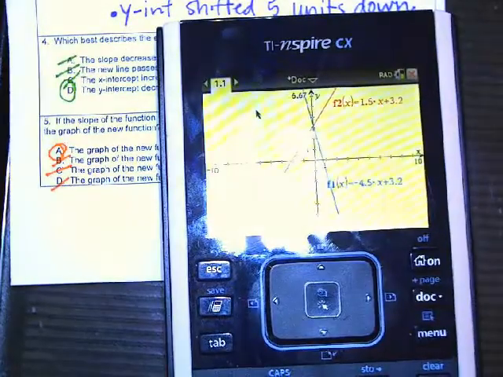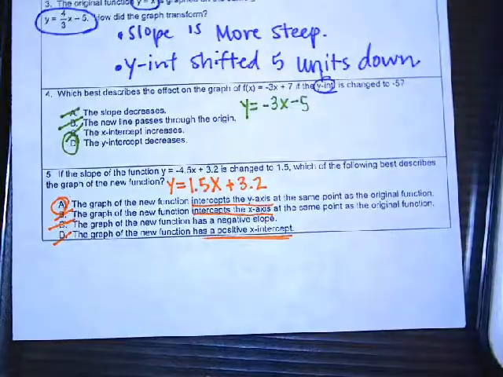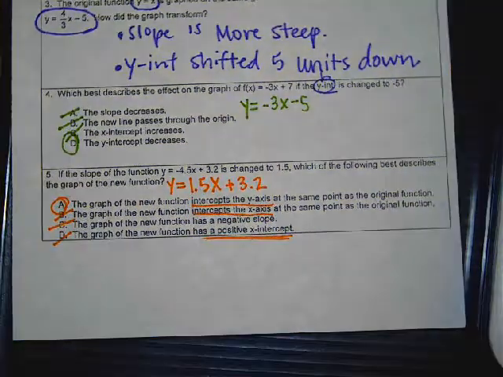Okay, any questions? That's pretty simple. Yes, it is. It just takes a little bit of time to graph. Okay, any questions? No.